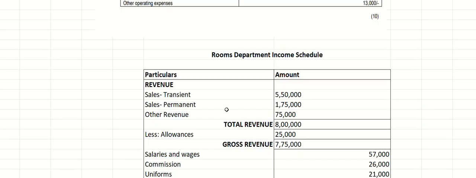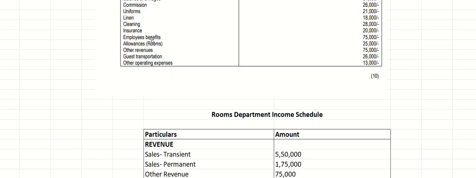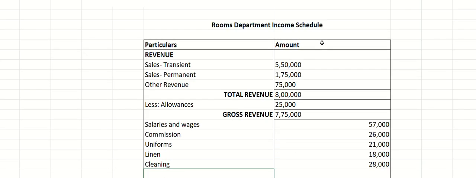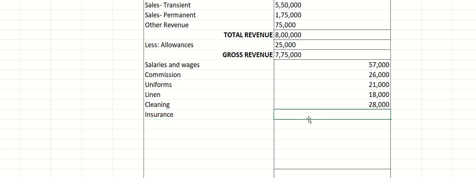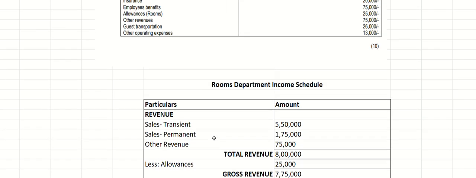Now what's the next expense? Insurance is there. That is 20,000 insurance. We need to give insurance for the rooms. We can take it for the building, and we can take it for the employees standing there. So insurance is important for the rooms department also.